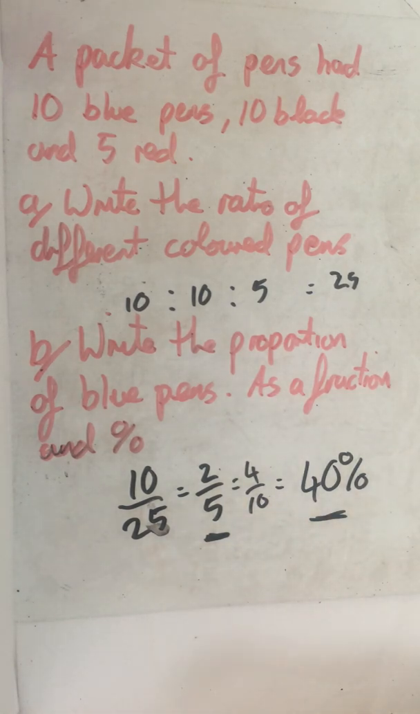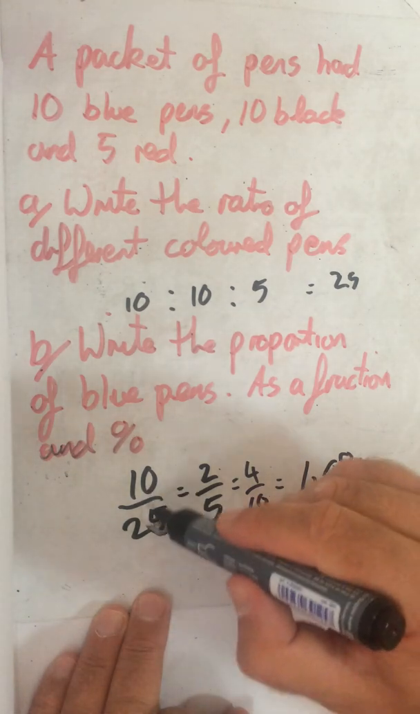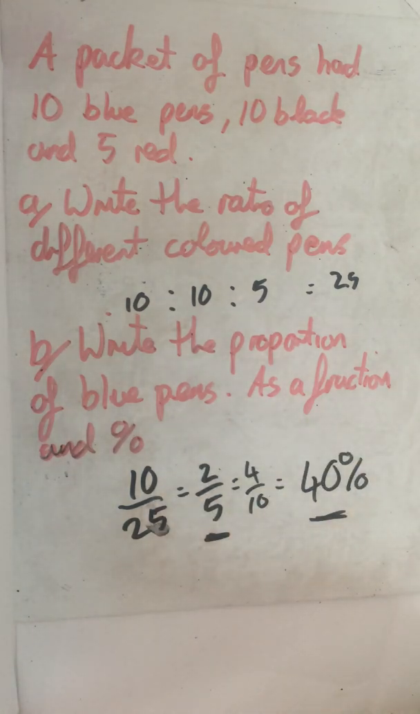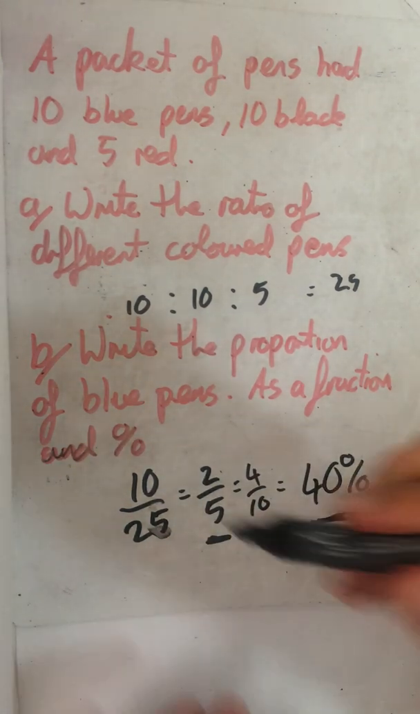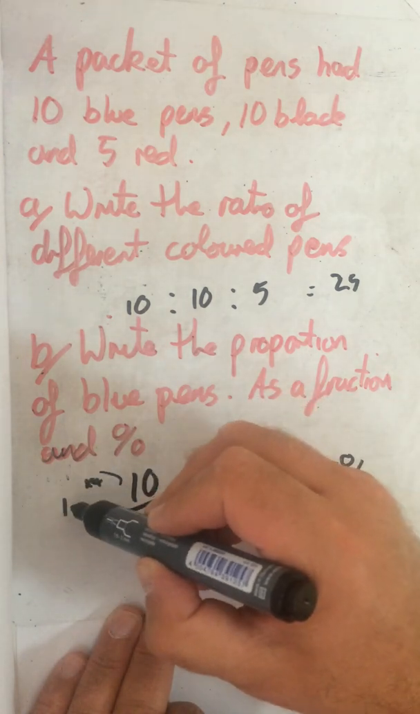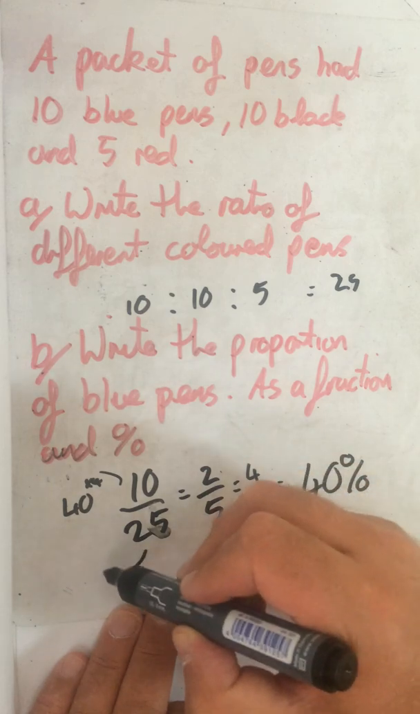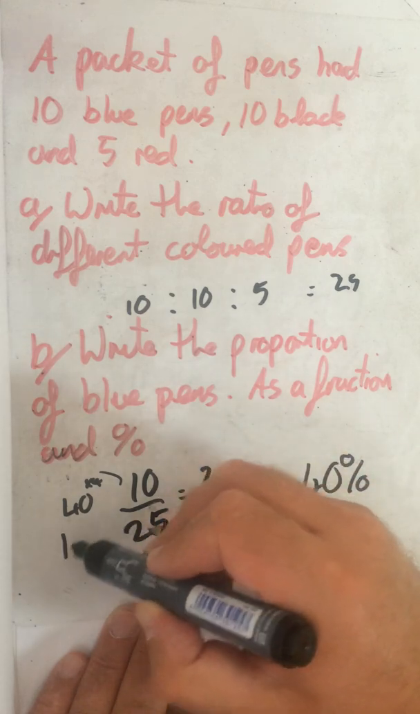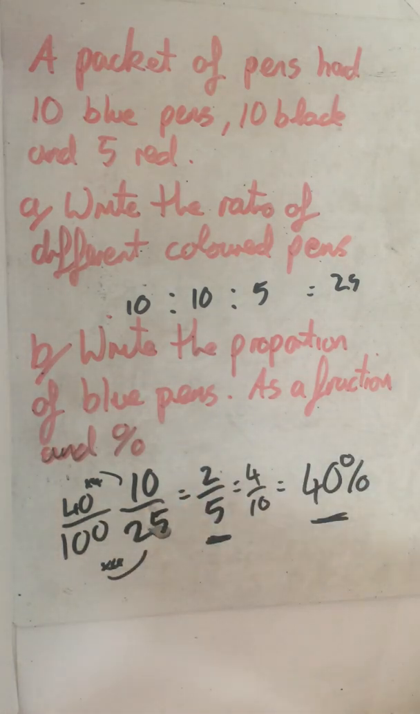I could have timesed that by 4 and put it into a fraction of 100, couldn't I? Let's do it this way. If I times that by 4, I get 40, times that by 4, I get 100. 40 over 100, 40%.